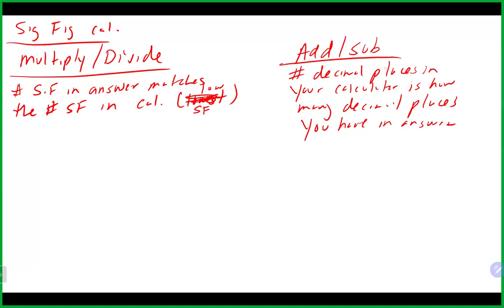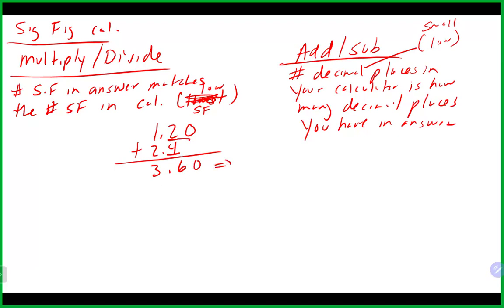And remember, here it is the lowest amount, or smallest amount, I guess is the better way of putting that, the smallest amount of decimal places. So once again, if you added 1.20 plus 2.4 gives you 3.60, 2 decimal places, 1 decimal place. The answer here should be 3.6, which has 1 decimal place, but 2 significant figures. So you want to keep that in mind.